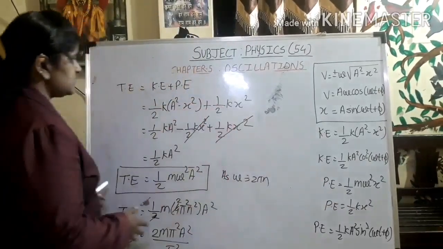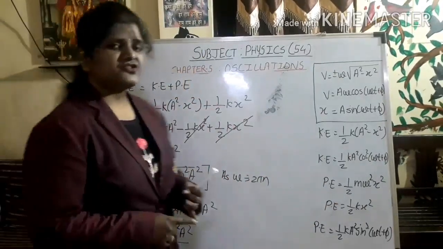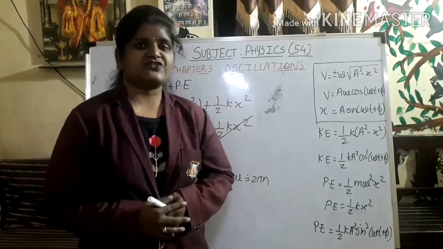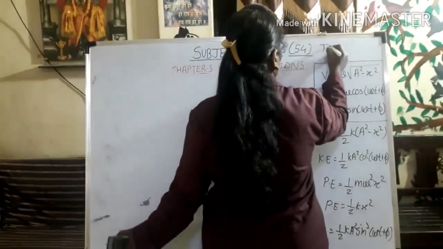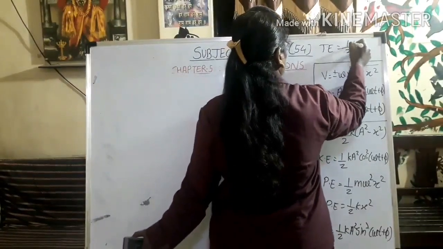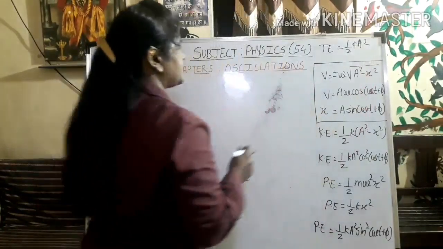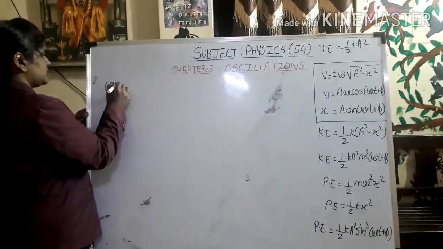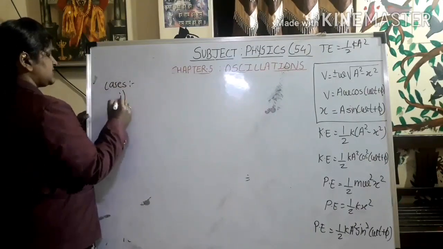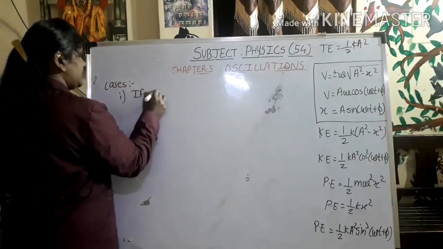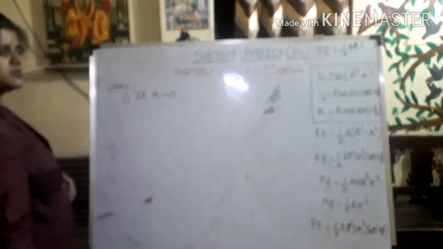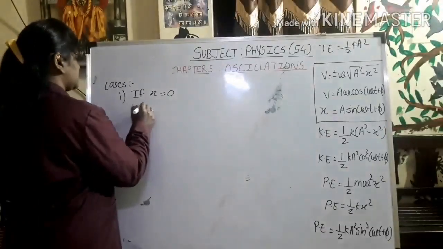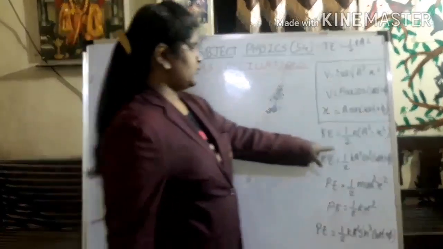Okay, so this is it for kinetic energy, potential energy and total energy. Now we are going to consider some special cases. Here total energy is half k a square, that is what we got, right? So cases: first case is if the point is at mean, that is x is equal to 0, what happens to kinetic energy? Just have a look over here.